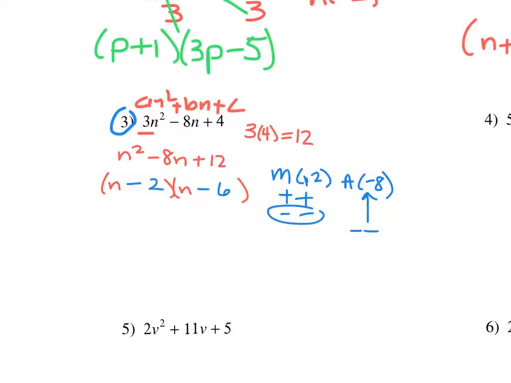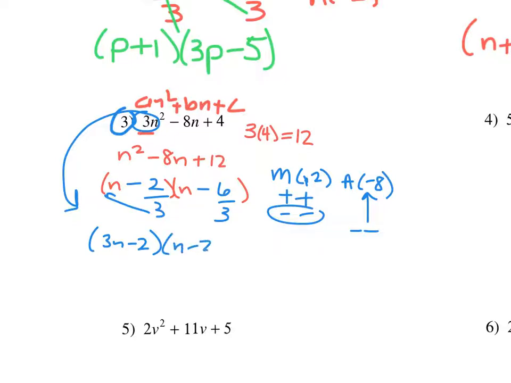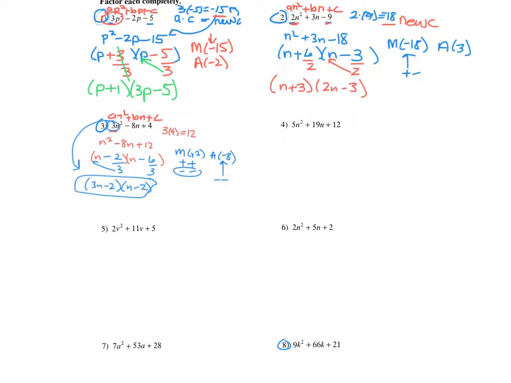6 and 2, and then we've got to bring this 3 into the equation. If it doesn't reduce, drag it to the front. 2 over 3 does not reduce, but if it does, then just reduce it. There's your answer. I'd like you to move on to number 9.